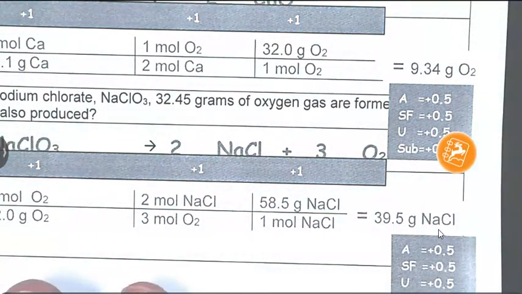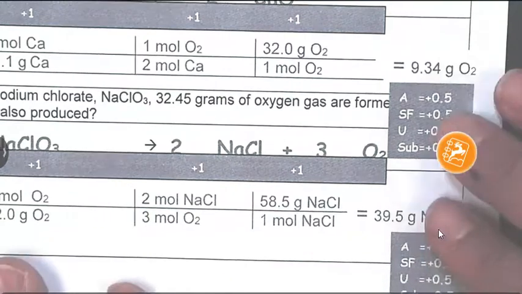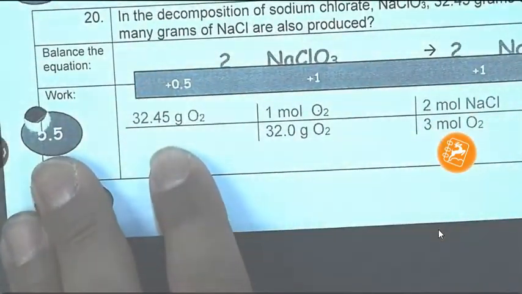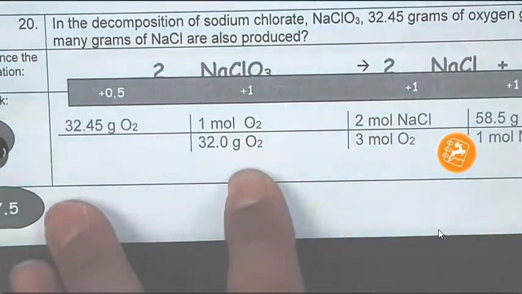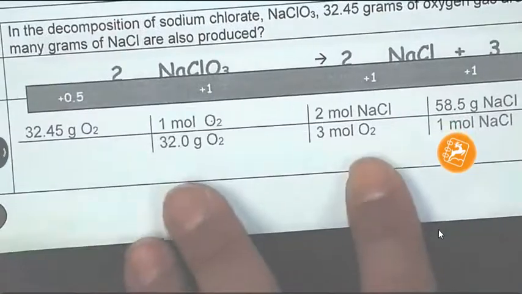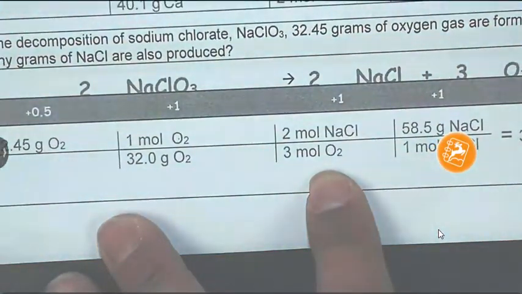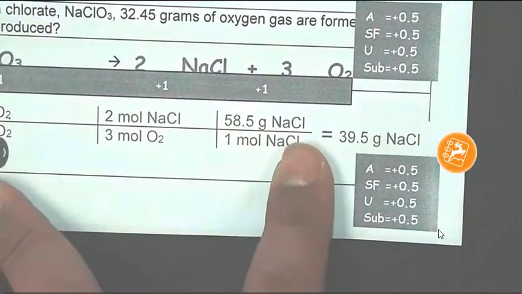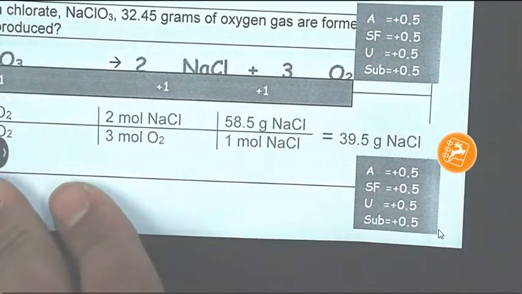20, 32.45 grams of O2 divided by 32.0 grams of O2. You got to have that 0.0. If you don't, it's minus a half. 2 to 3 for the mole ratio. 58.5 grams of NaCl gives you 39.5 grams of NaCl. Right? How many you missed at the bottom? Yes.